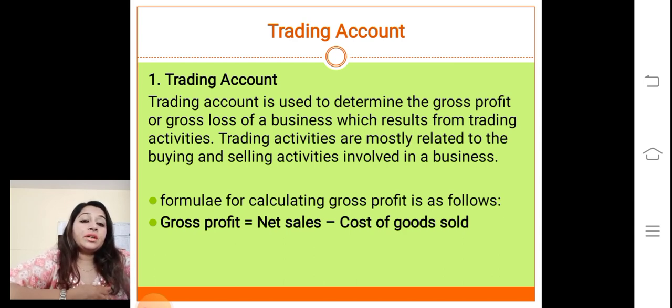Firstly, the trading account. The trading account is used to determine the gross profit or gross loss of the business incurred during the trading activity. It is related to the buying and selling activity of the company. In the trading account, we have the pro forma with four columns: debit side and credit side, particulars then amount, particulars then amount. On the debit side, we include all the direct expenses and purchases of the company, and on the credit side we include sales and closing stock of the company.